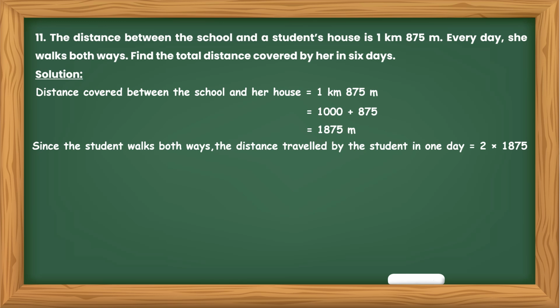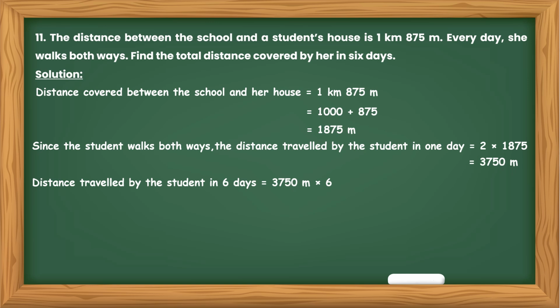Since the student walks both ways, the distance traveled by the student in one day is 2 into 1875 meter. So totally it is 3750 meter. Every day the student is walking both ways, that is from school to house and house to school as well. So the distance traveled by the student in 6 days. Why are we taking 6 days? Because it is given in the question that she is going to school for 6 days.